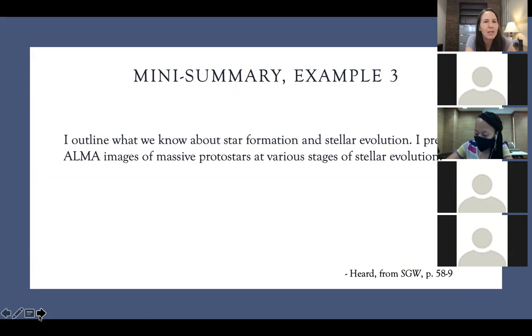Let's look at another one. In this mini summary, I outline what we know about star formation and stellar evolution. I present the ALMA images of massive protostars at various stages of stellar evolution.